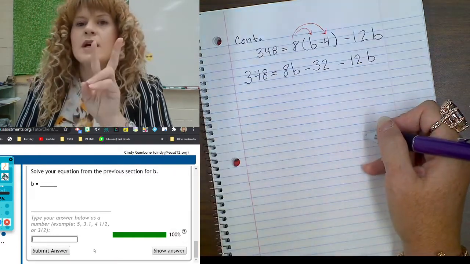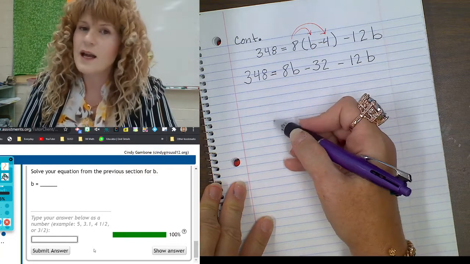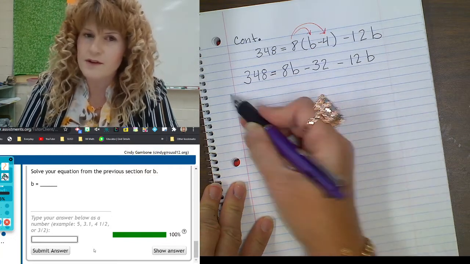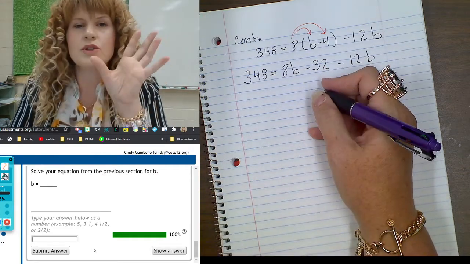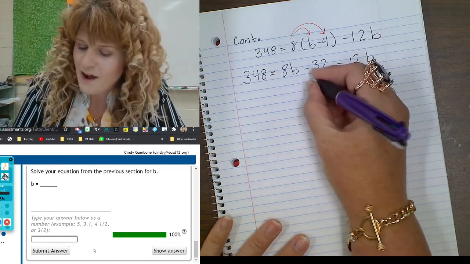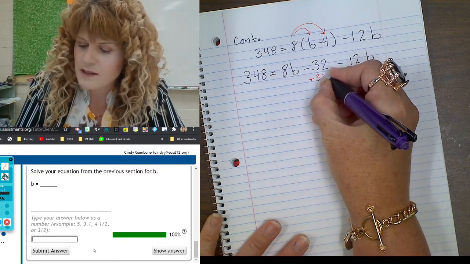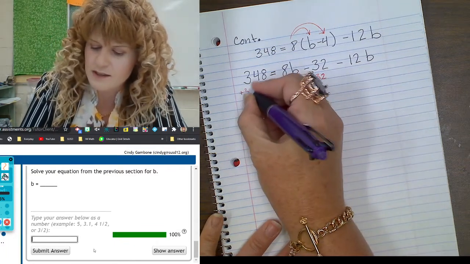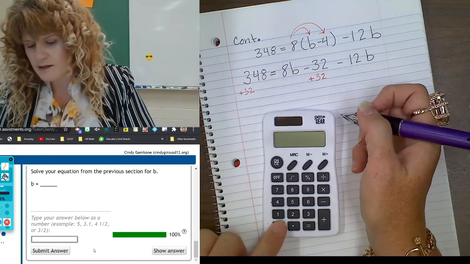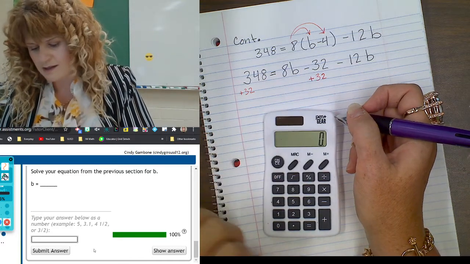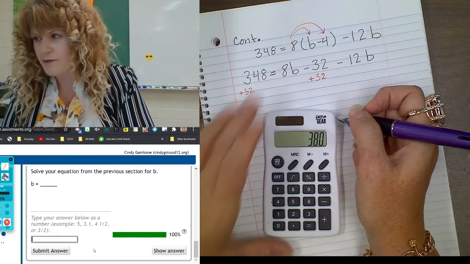Next, step 2, combine like terms. I need to add together the b terms, and I need to get the constant terms on the other side of the equation. I'm going to do them all at once. You have to add the same thing to both sides of the equation. So if I add 32 to the right side, I have to add 32 to the left side. 348 plus 32 is 380, isn't it? Let's double check. 348 plus 32, yeah, 380.